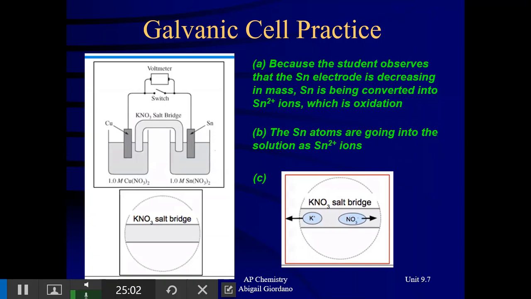Electrons are not always in a galvanic cell diagram going to flow left to right. In this case, electrons are flowing from the right half cell to the left half cell. That means there is a big buildup of negative charge in the copper side, which is why the potassium ions are going to flow to the left into the left half cell. Since electrons are leaving the tin half cell, there's going to be a big buildup of positive charge on the right-hand side, which is why it would be helpful to have nitrate ions flowing to the right.